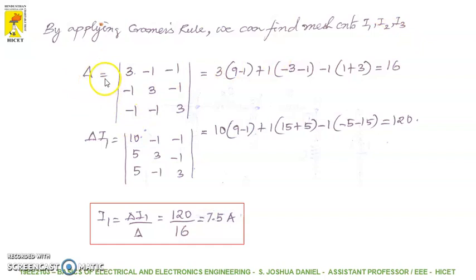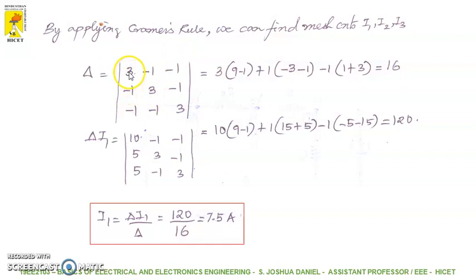So we denote it by delta, which is written as 3, minus 1, minus 1, minus 1, 3, minus 1, minus 1, minus 1, 3, right? So how do we solve a determinant? We know the columns: in the first column it is a plus sign, the second column is a negative sign, and the third column is a plus sign. Now, these are basics.